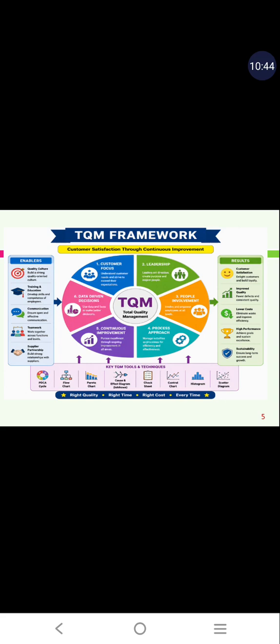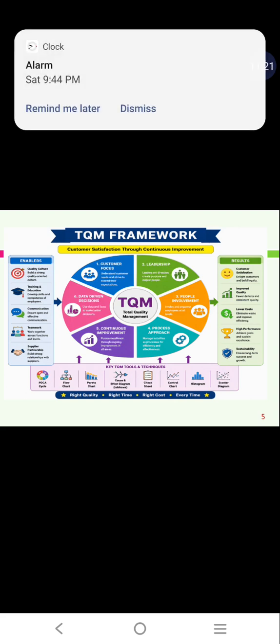Apart from these traditional 7 quality tools, we additionally have the new 7 management tools. What are those? The new 7 management tools are affinity diagram, relationship diagram, tree diagram, matrix diagram, matrix data analysis diagram, decision tree or PDPC, and arrow diagram. So totally you have 7 old traditional tools and 7 new management tools.